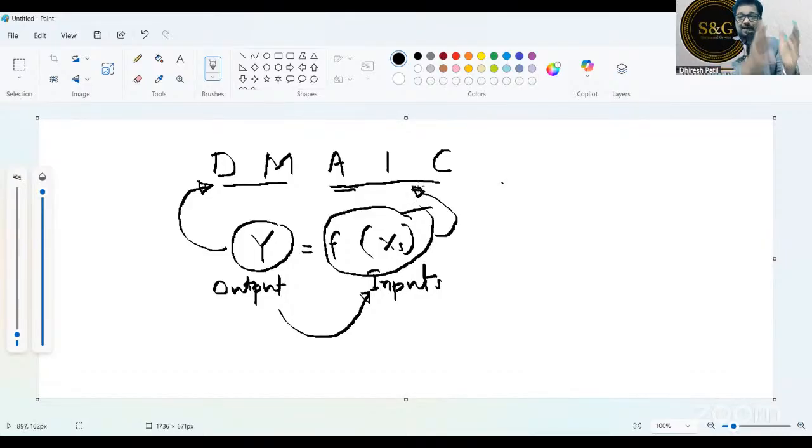So define and measure phase focuses on the output, whereas analyze, improve, and control focus on the input. How many of you got this distinction of the DMAIC framework? I divided these five phases into two parts: define and measure on the output, and analyze, improve, control on the input. Just give me yes if you have understood this. Very simple to understand.